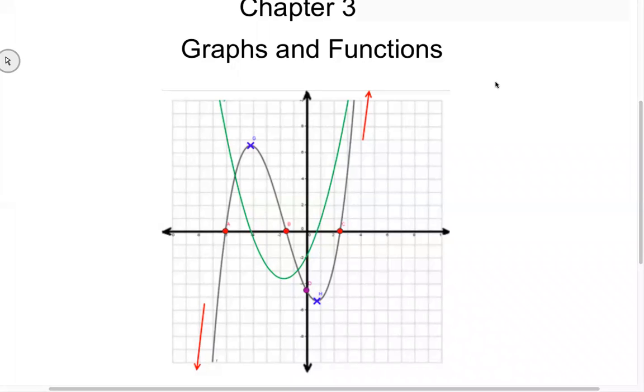All right, so this is chapter 3, graphs and functions. Let's get started by going over what we know about graphs and functions. Emily Craig. Yes. What do you know about graphs or functions?